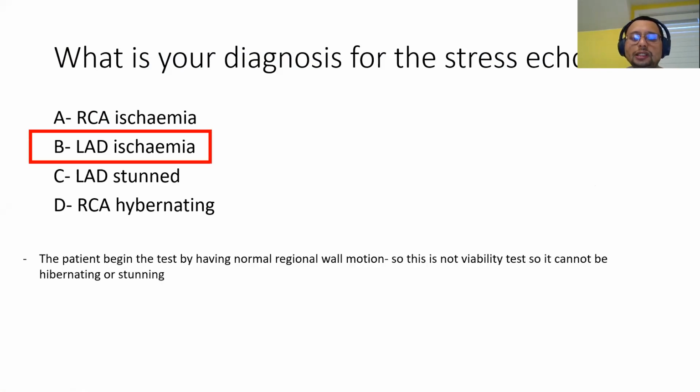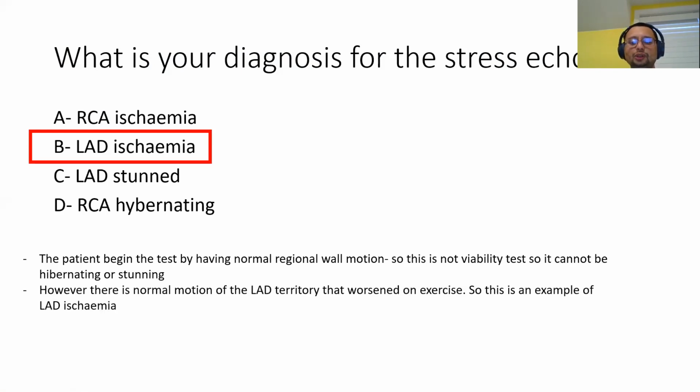This patient began the test with a normal regional wall motion. So obviously this is not viability testing, because in viability testing we start with hypokinesia or akinesia. So this cannot be hibernating or stunning. However, there is normal motion of the LAD territory at rest that worsens on exercise. This is an example of LAD ischemia.